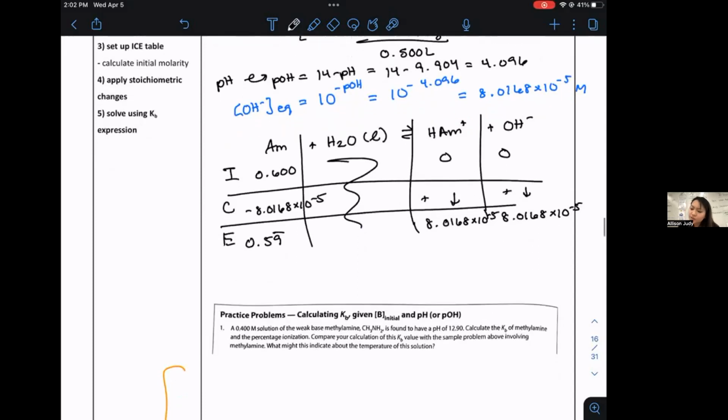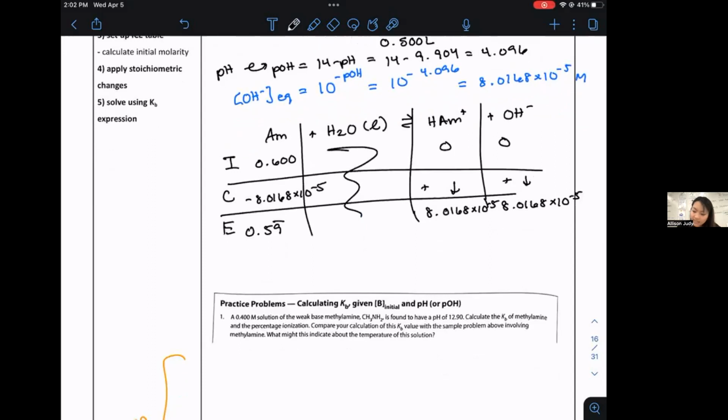Okay. So then what you say is it's almost negligible. What you say then is, what is the Kb? Well, you just plug into the Kb expression. My 2 ion concentrations multiplied by one another at equilibrium. So 8.0168 times 10 to the negative 5th squared all over my original base concentration at equilibrium, 0.59 on repeat. And I get a value then for Kb of 1.07 times 10 to the negative 8th.